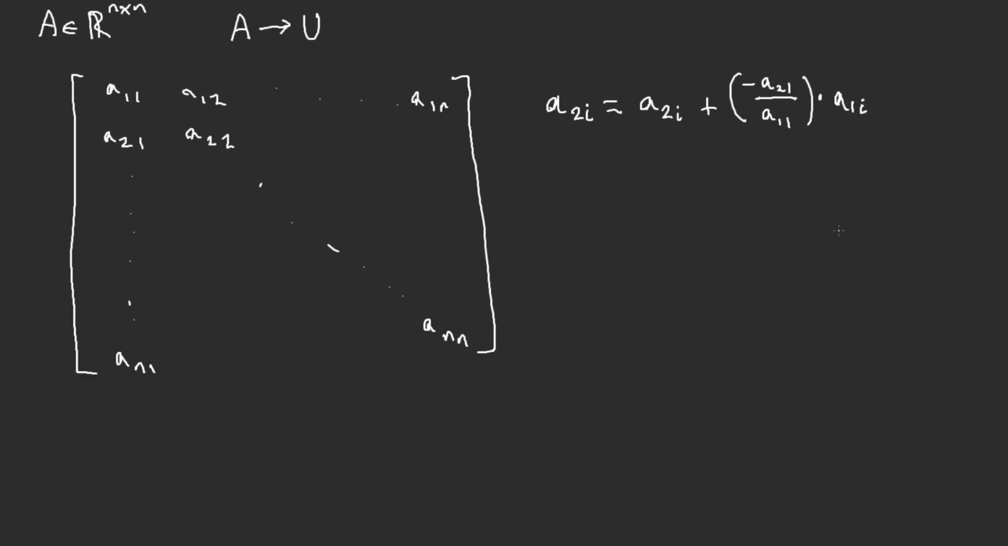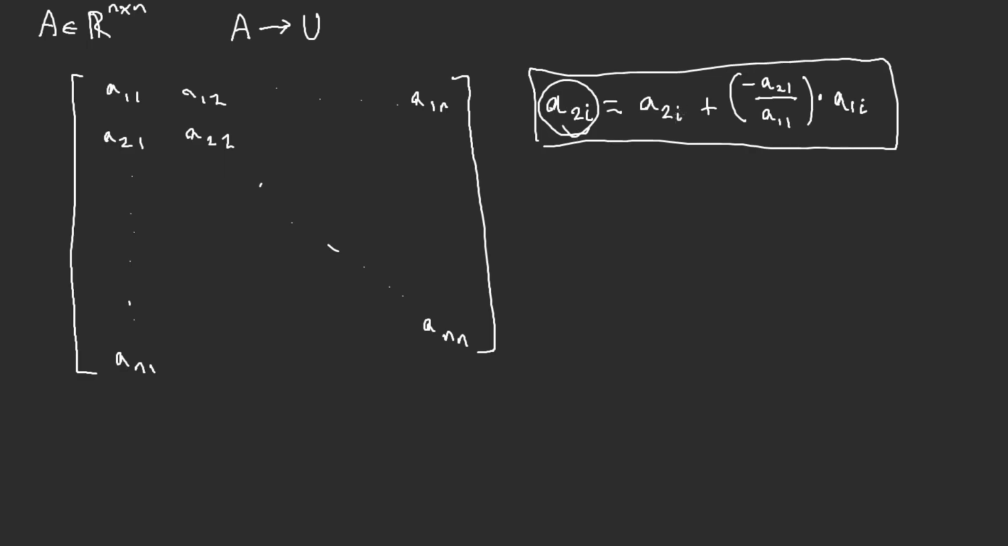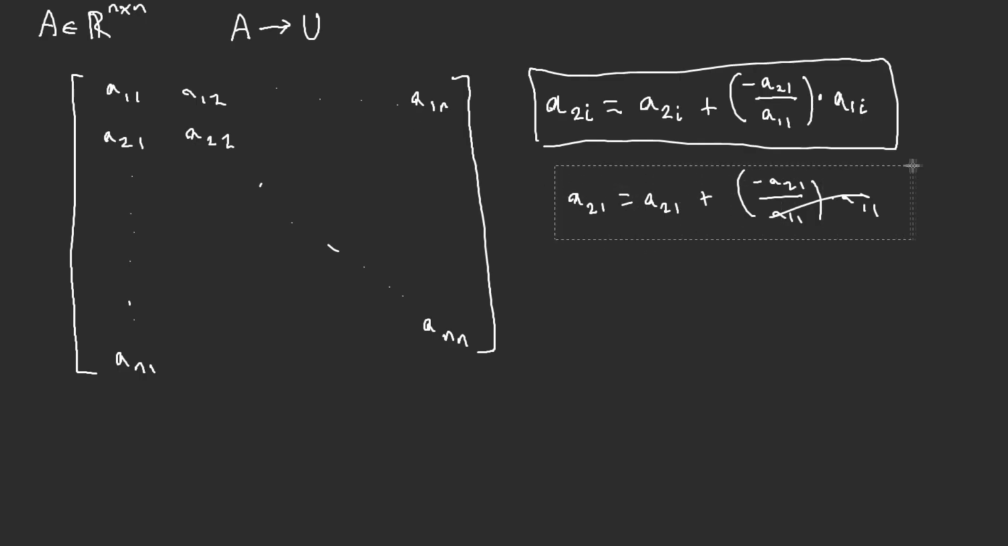Okay, so this is exactly what we need to do when we're doing our row operation. We're taking the entry in the second row, this entry, and we're adding to it a constant multiplied by the entry in the first row. And what is that constant? It's going to be negative a21 over a11, because when i is equal to 1, we're going to get a21 is equal to a21 plus negative a21 over a11 times a11 here, and then this is going to cancel, and this is going to become 0. So that's why that's the constant that we need.